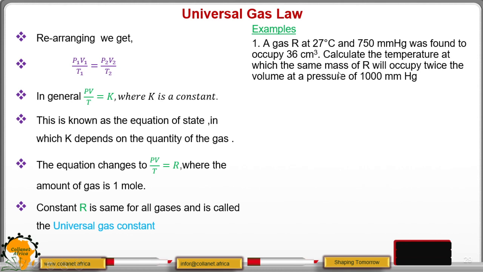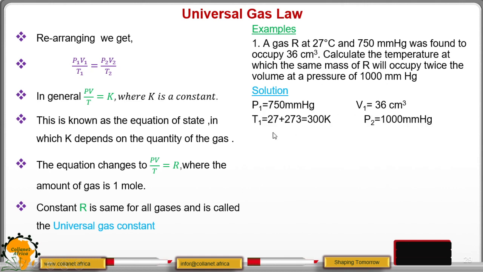Calculate the temperature at which the same mass of R will occupy twice the volume at a pressure of 1000 millimeter hydrogen. So again we have P1 as 750, V1 as 36 cubic centimeter, T1. Remember, all these temperatures have to be converted to Kelvin. So that's why we are adding 27 plus 273, which will give you 300 Kelvin. And then P2 is 1000. So V2 is 72. So we are looking for T2.